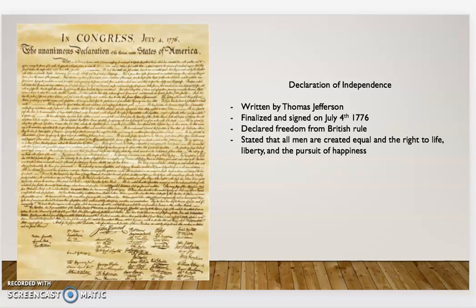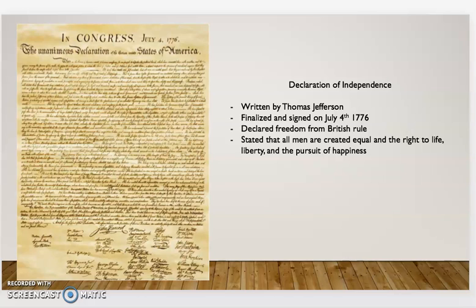Now, the Declaration of Independence came into play after that. It was written by Thomas Jefferson, and he took a little bit to write it, and it was finalized and signed on July 4th, 1776. The reason this is important is because it declared the freedom from British rule. The American colonies no longer wanted to be ruled and governed by the British. They had no say in their rules, they had no say in their laws, and they wanted to be able to govern themselves and be an independent nation and completely separate themselves from the British people. They no longer wanted to be British citizens, they wanted to be American citizens.